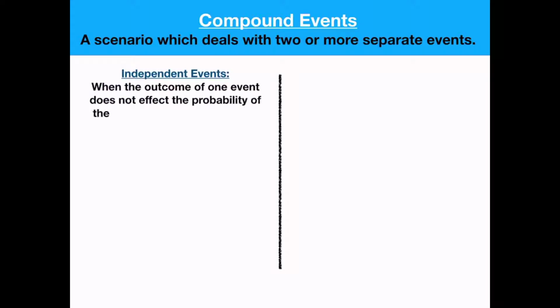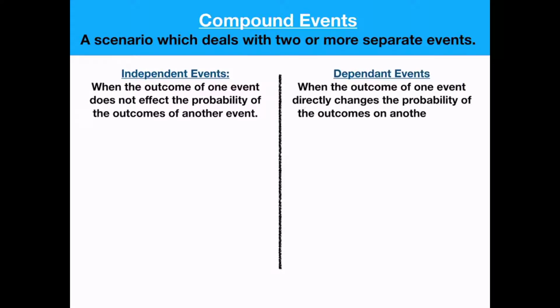Independent events is when the outcome of one event does not affect the probability of the outcomes of the other event. So basically the two events don't talk to each other. The second event has no idea what happened in the first event. And when I say first and second, they don't necessarily have to go in an order. So just kind of keep that in mind.